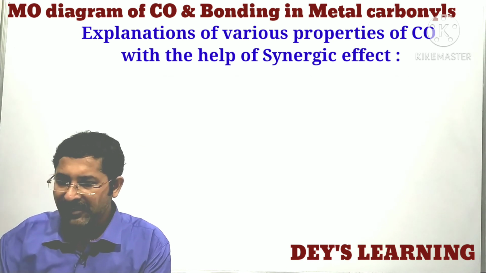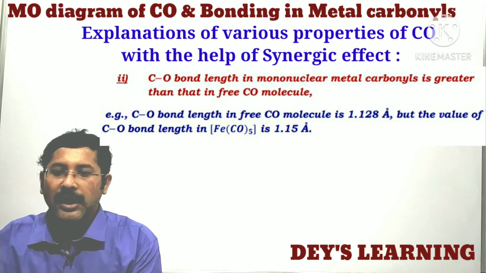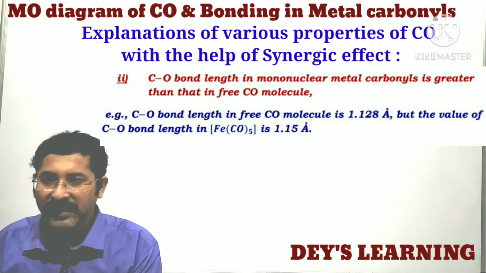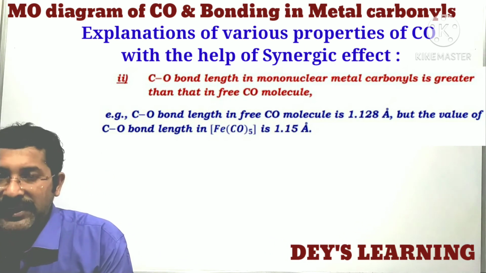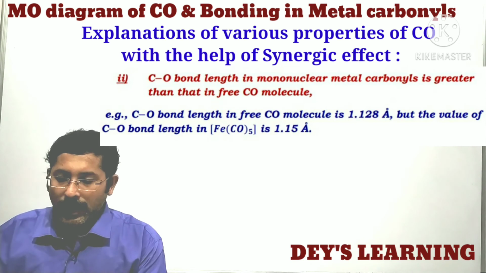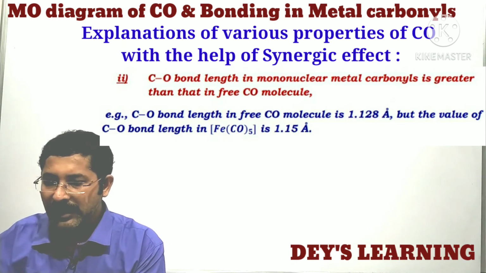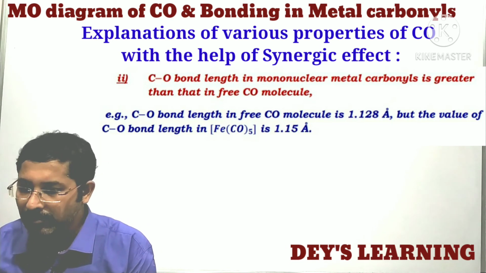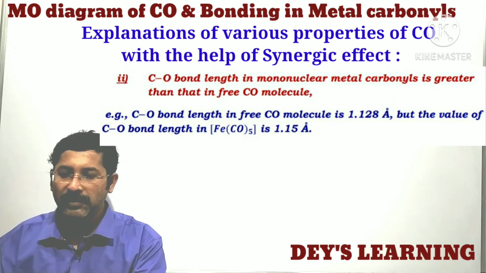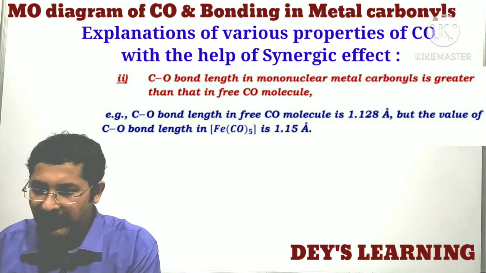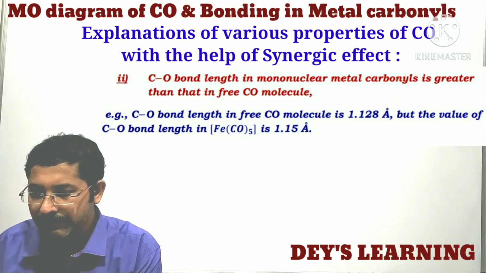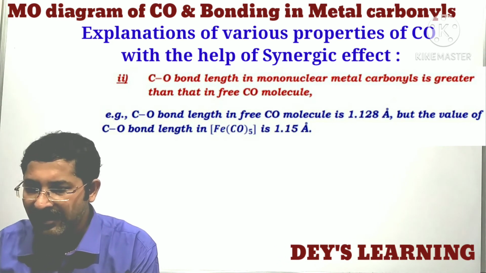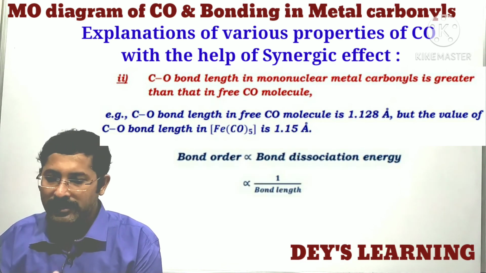to our next fact, that the carbon oxygen bond length in mononuclear metal carbonyls is greater than that in free carbon monoxide molecule. We have taken an example here. The carbon oxygen bond length in free carbon monoxide molecule is 1.128 angstrom, but the value of carbon monoxide bond length in Fe(CO)5, that is iron pentacarbonyl molecule, is 1.15 angstrom. That is, this bond length is greater and this bond length is smaller.